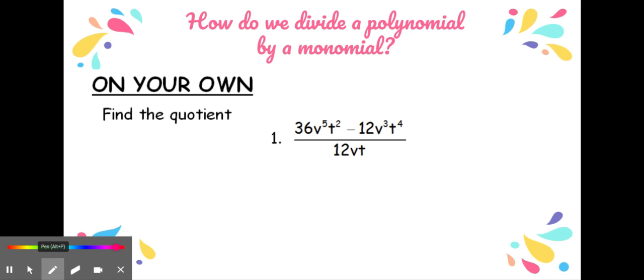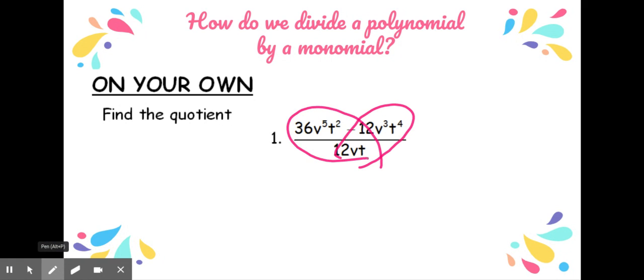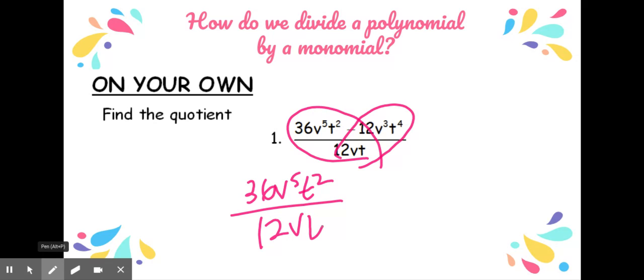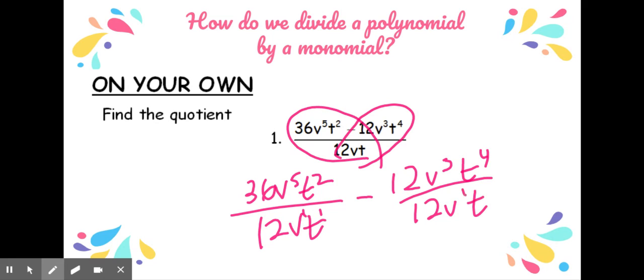Okay, so here are the next four that I want you to check. Again, we're going to divide, we're going to share the love, but I'm going to separate the 36v to the fifth, t to the second, over 12vt. So you put your little exponents in there, and you're going to divide. Minus 12v to the third, t to the fourth, divided by 12vt. You put your little exponents in there.